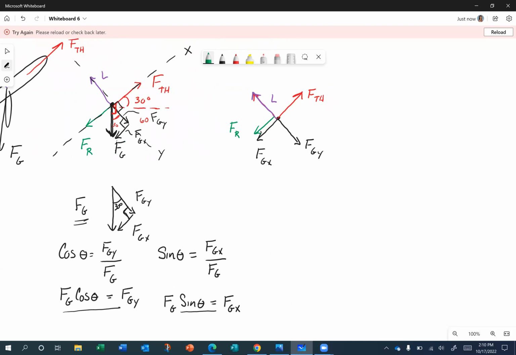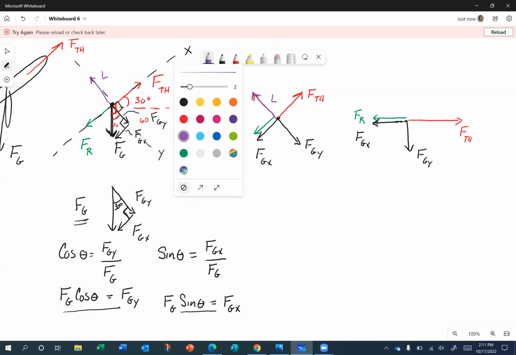If that bothers you to look at, you can certainly twist your paper and redraw it in the true vertical and horizontal that we are used to. FGY, FGX, air resistance, thrust force. I drew the thrust longer because, of course, it has to overcome air resistance and the weight. And finally, lift force.